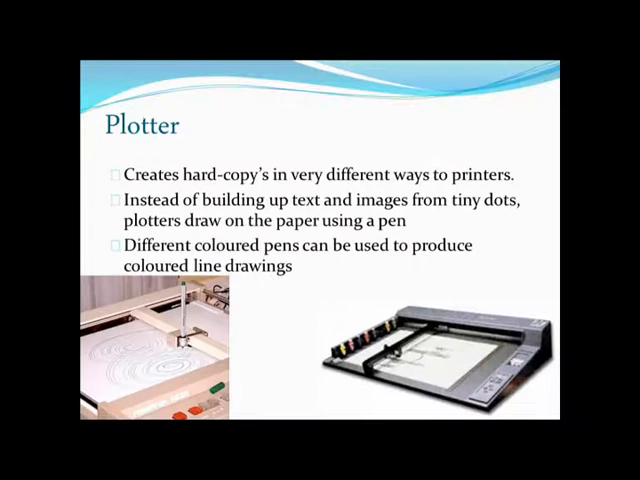We then have a plotter. Plotters create hard copy in very different ways to printers. Instead of building up text and images from tiny dots, plotters draw on the paper using a pen. The pens are held in an arm which can lift the pen up or down and which can move across the paper. The arm and pen create a drawing just like a human could, but much more accurately and more quickly. Different color pens can be used to produce colored line drawings.